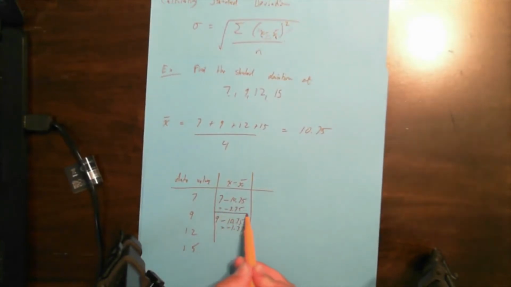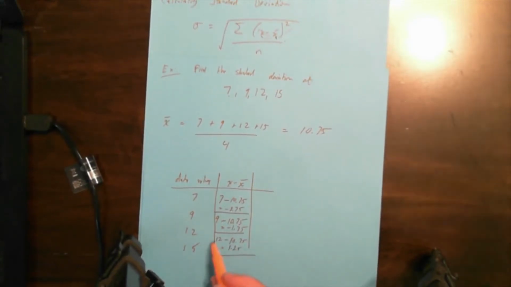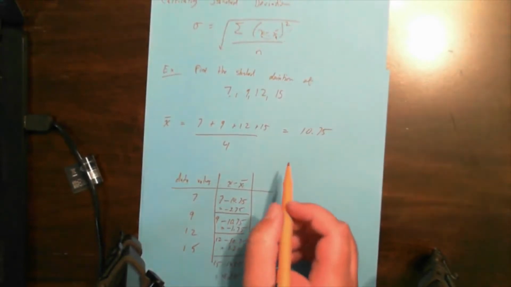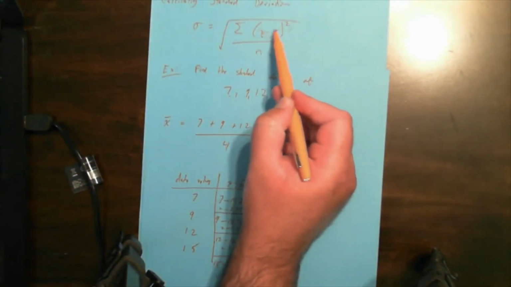Okay. Try to keep these a little bit organized. So then next one is 12 minus 10.75. So that's 1.25. And the next one would be 15 minus 10.75, which would be 4.25. Okay? So as you can see, I just took each data value and subtracted the mean. Alright? So now, that's this step here.